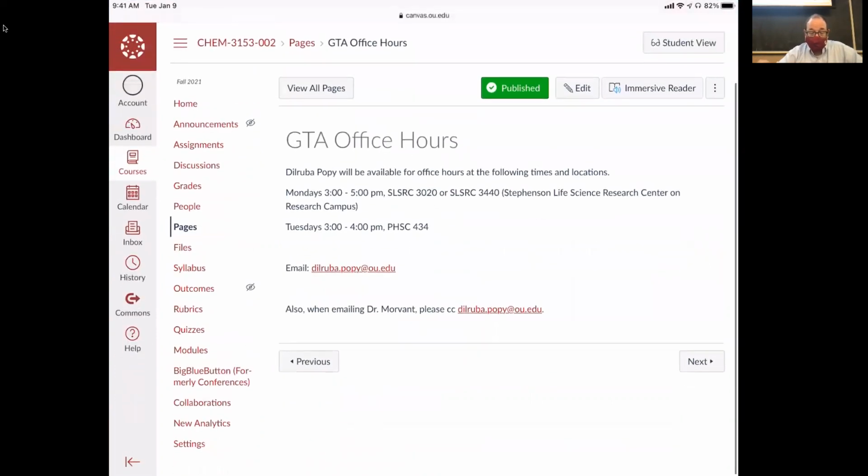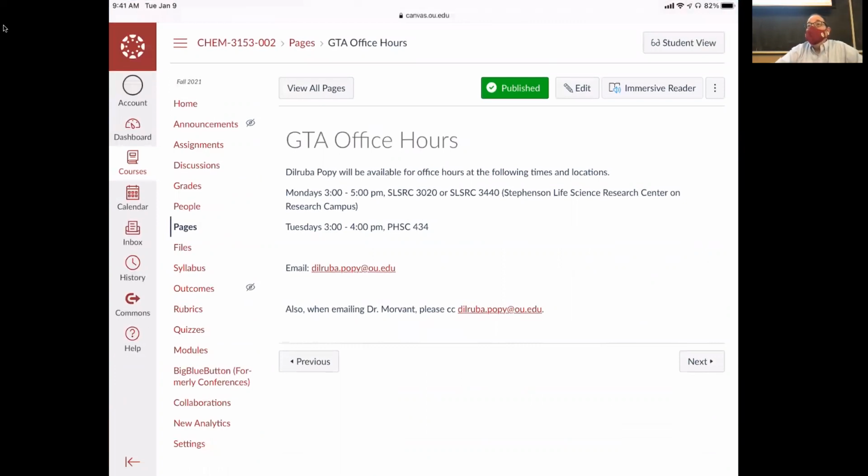So she'll have office hours Monday, 3 to 5. Those are going to be in the Stevenson Life Science Research Building, either 3020 or 3440. Okay. And then Tuesday over here in Physical Sciences, 434. Okay. So upstairs, right after class on Tuesday, Thursday. There's her email if you have any questions.